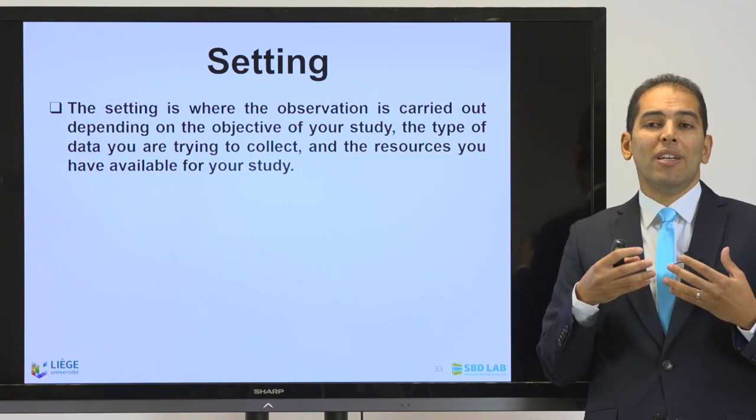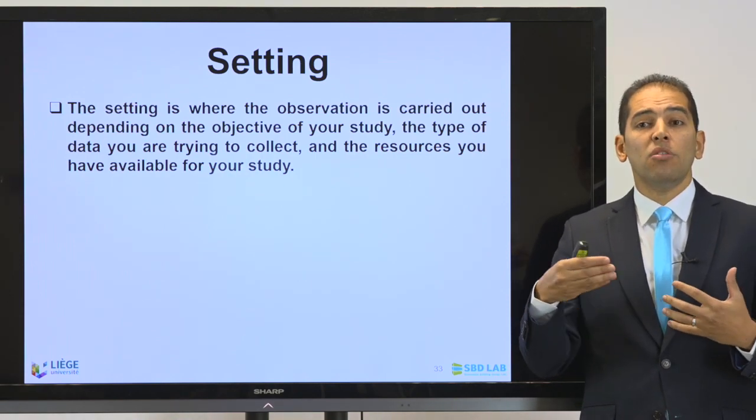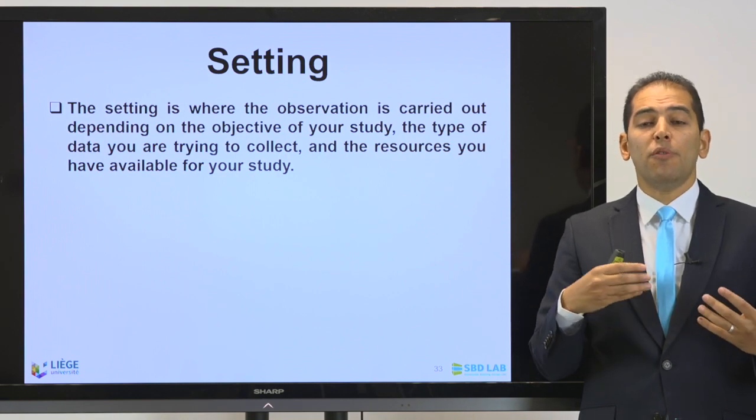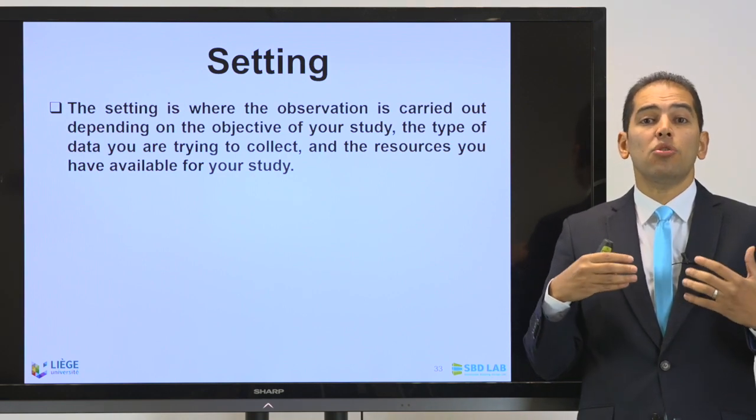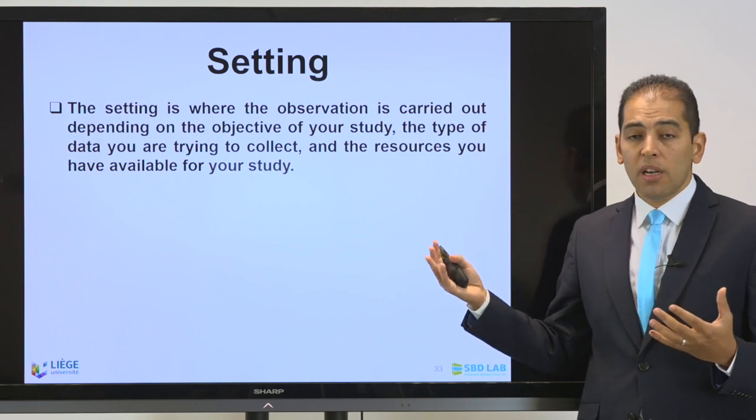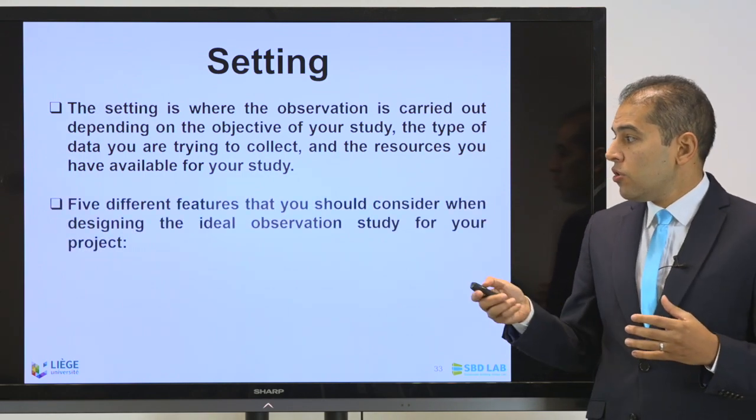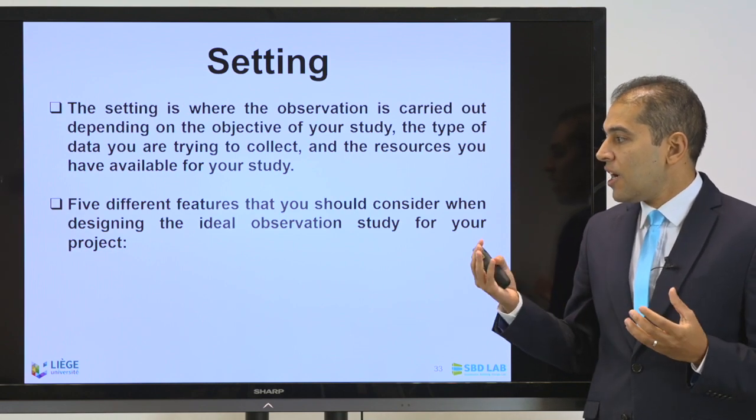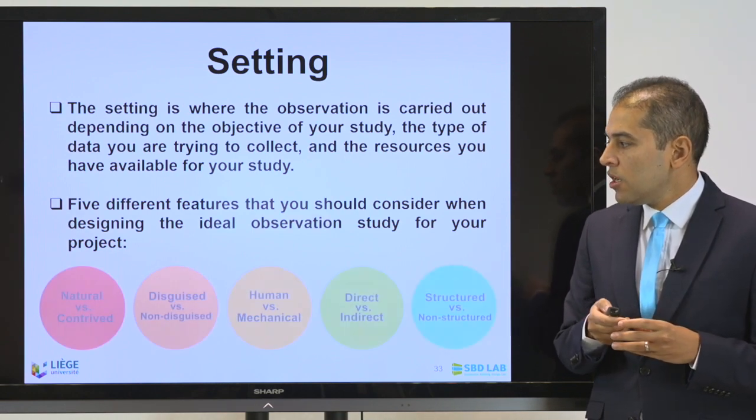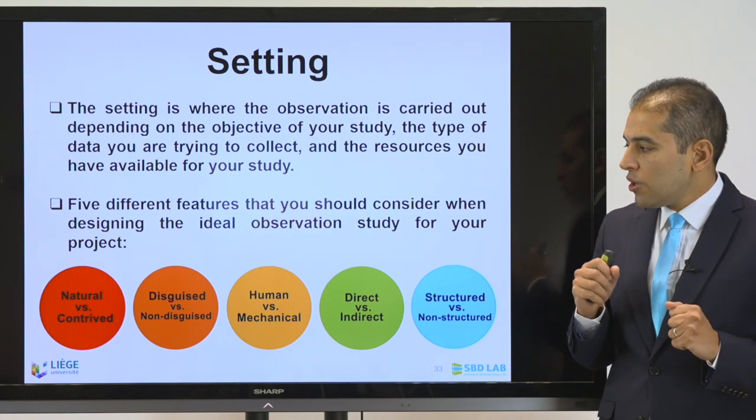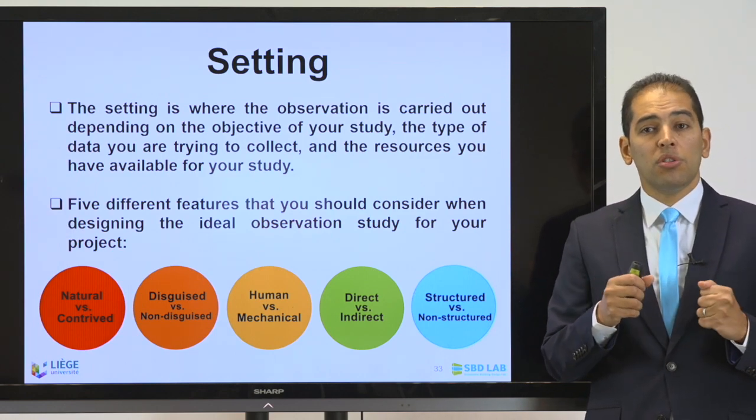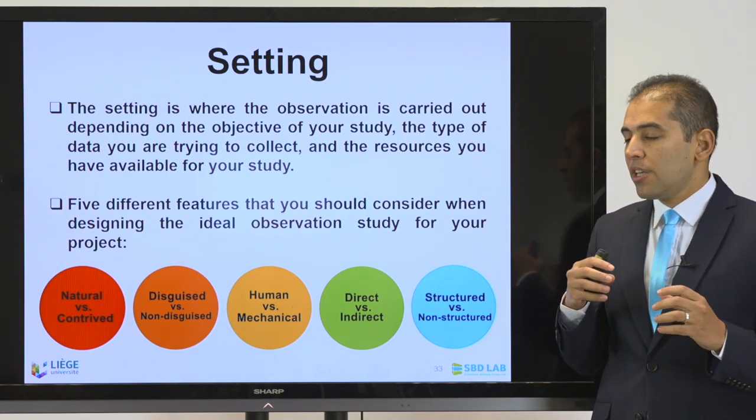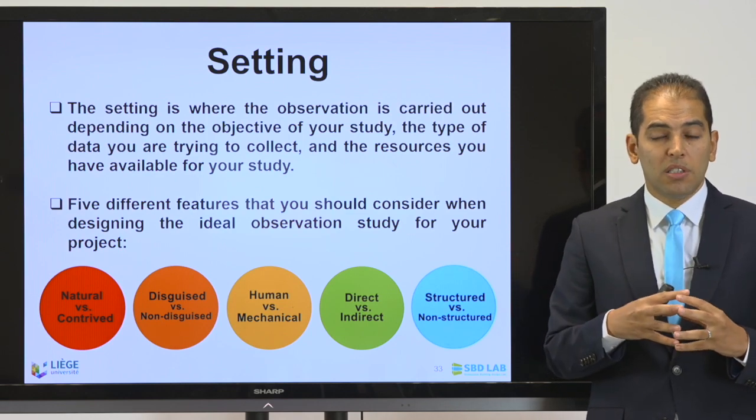So the setting is where the observation is carried out depending on the objective of your study and the type of data you are trying to collect and the resources you have available for your study. So 5 different features should be considered when designing the ideal observation study for your project. You need to see if you are working in a natural versus a contrived environment, or if you are working in a disguised or a non-disguised environment.